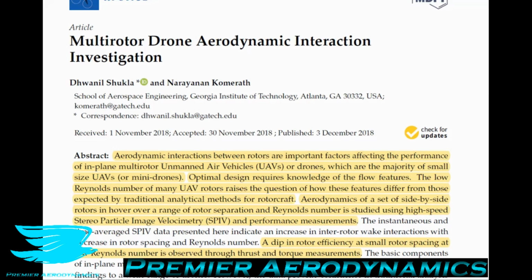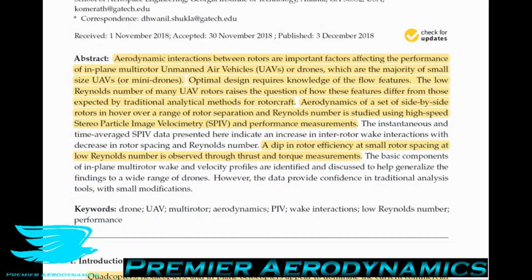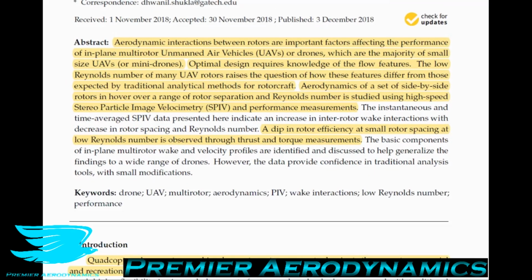And to do this, we're going to be looking at this paper called Multi-Rotor Drone Aerodynamic Interaction Investigation. And you can find this is open access, so you can look at it yourself if you like. So in the abstract, they say aerodynamic interactions between rotors are important factors affecting the performance of in-plane multi-rotor unmanned aerial vehicles or drones, which are the majority of small-size UAVs.